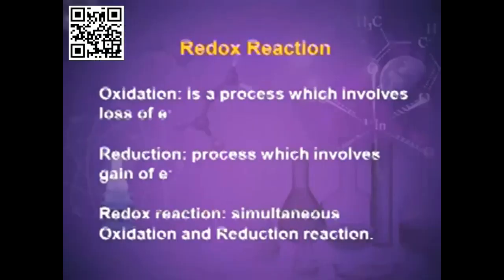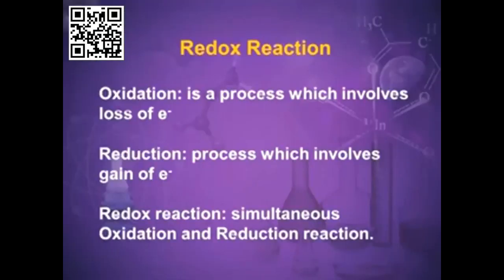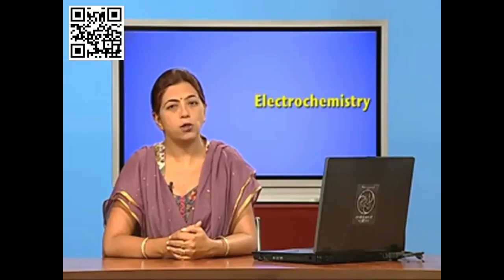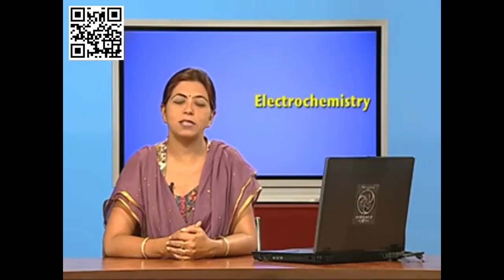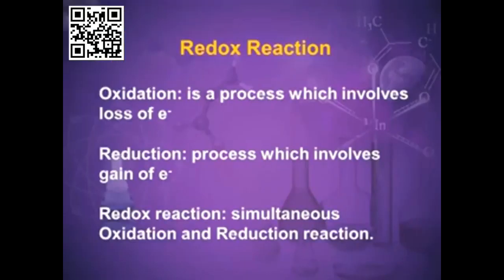Redox reactions you have already studied in your class 11th, but before starting the electrochemistry or telling you the working of an electrochemical cell, let me again give you a brief idea of the redox reactions. Oxidation is the process of loss of electron by a substance. Reduction is the process of gain of electron by a substance. Oxidation and reduction take place simultaneously, so we call them the redox reactions.